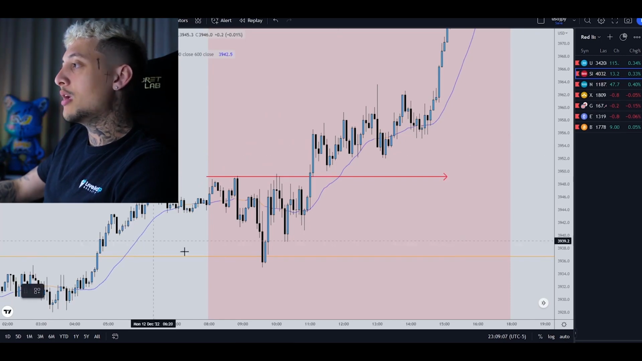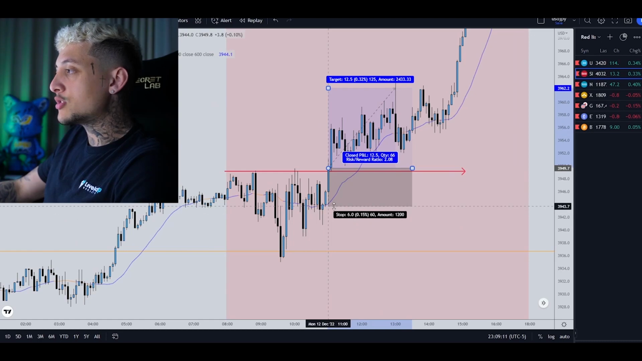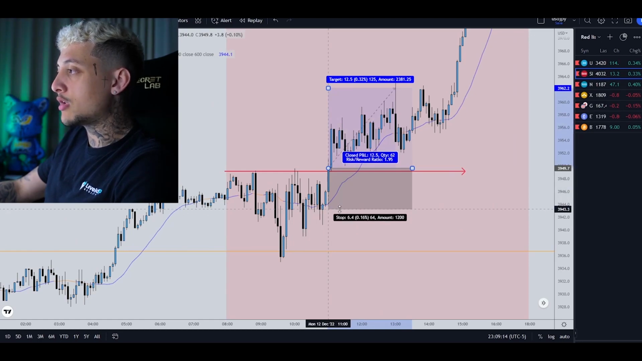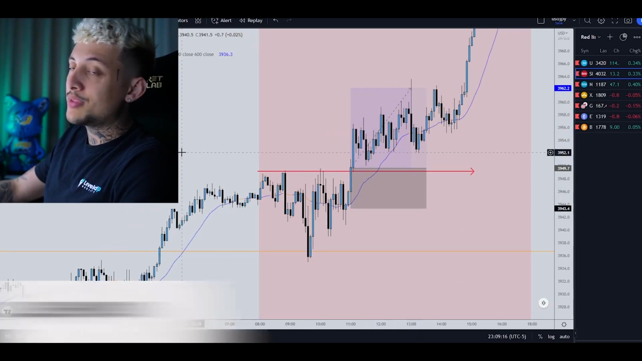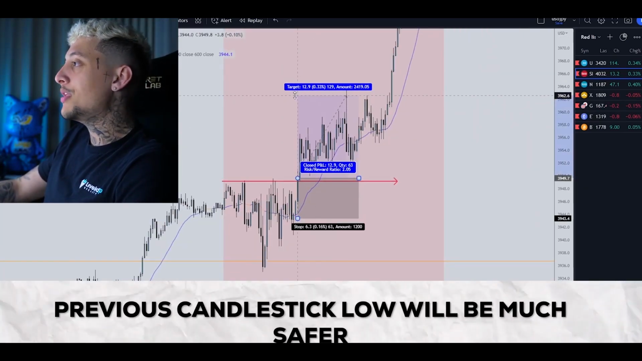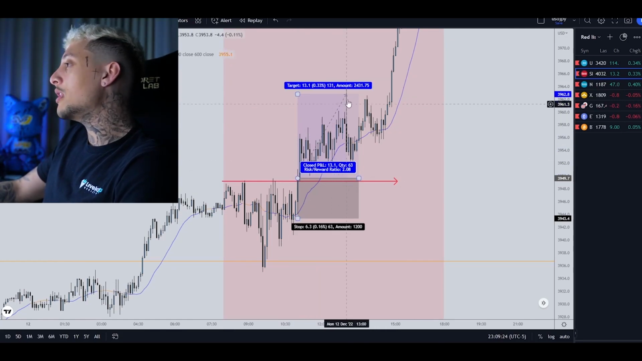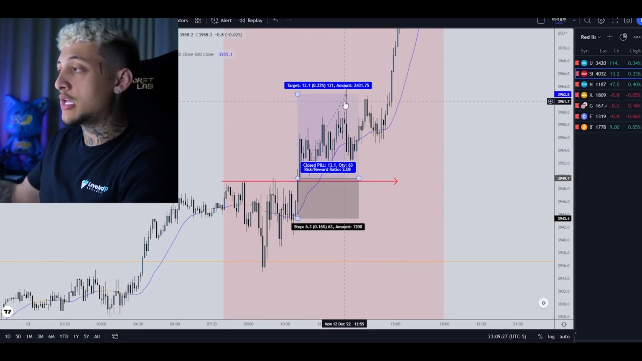where we have a break of the high here, then your entry is right once this candlestick closes, and you could place your stop loss again either under the candlestick low or the previous candlestick's low. The previous candlestick's low is going to be a lot safer and you give price a little bit more room to breathe, but then you just simply aim for your 2-to-1 risk reward ratio, let the trade do its thing, and then that's when you can potentially get out for a profit.